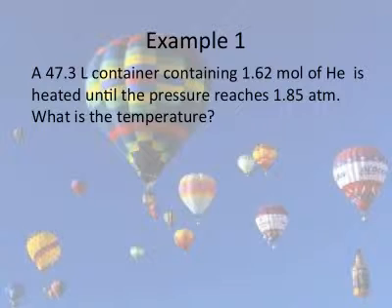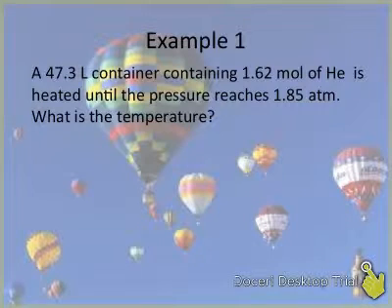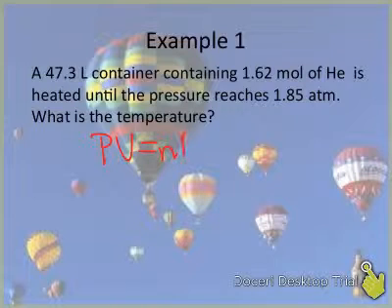Honestly, what I like to do is write my equation down, and then plug things in. So we have a 47.3 liter container containing 1.62 moles of helium, and it is heated until the pressure reaches 1.85 atmospheres. What is the temperature? Well, that was nice the first go around. We are in atmospheres, liters, and moles, so no converting is necessary. Probably not going to be that way anymore, but for the first go around, let's just plug in.